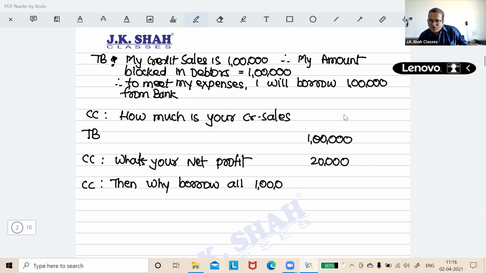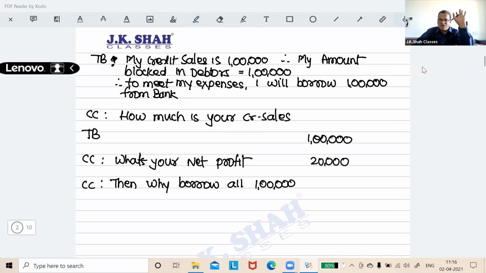You understood this argument of the cash cost fellow? Why are you borrowing this 1 lakh rupees? He says, see, I'm borrowing to meet my expenses. Then the cash cost fellow explains to him, what are you doing? 1 lakh is your selling price, na? In that your profit is only 20,000. That means your expenses are how much? 80,000. Agree? Why are you borrowing all 1 lakh?